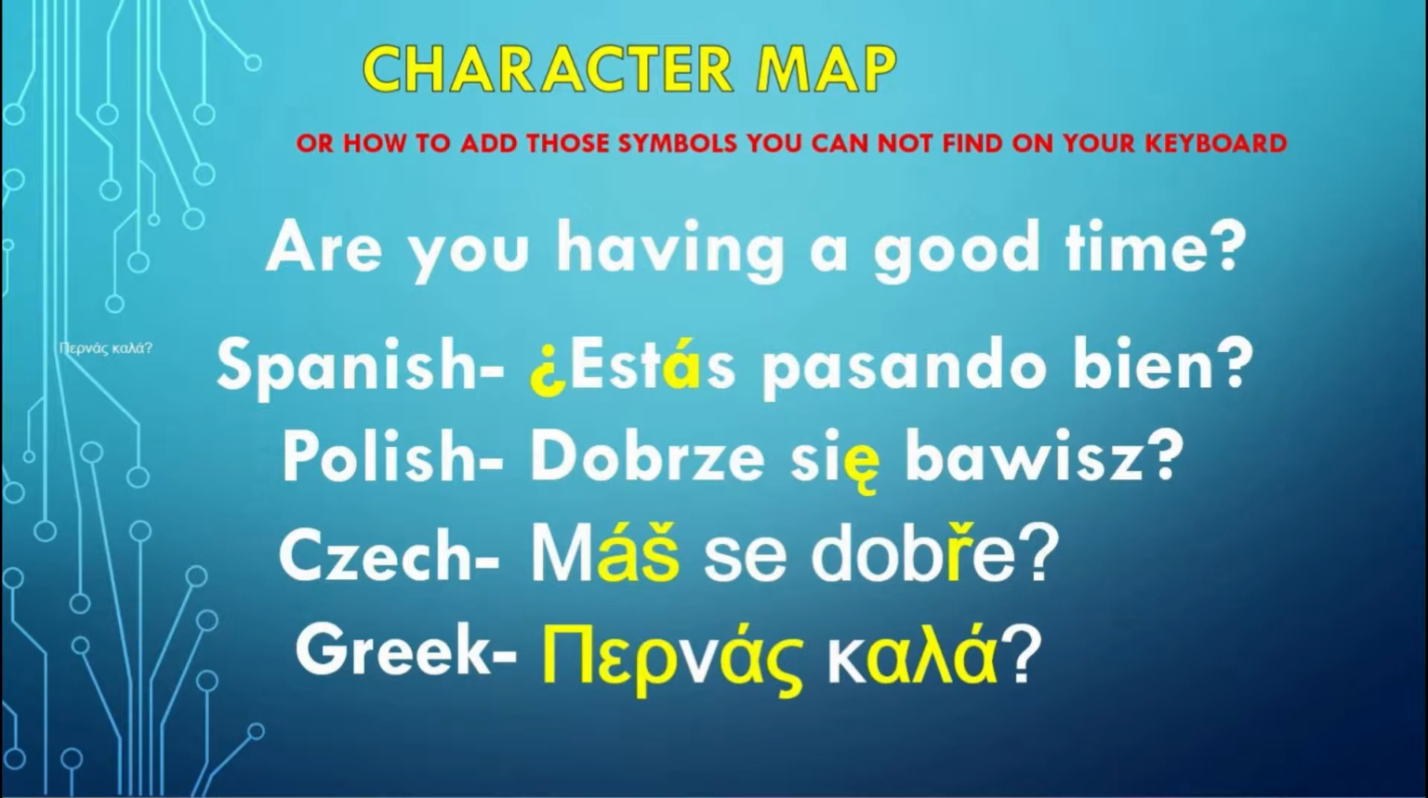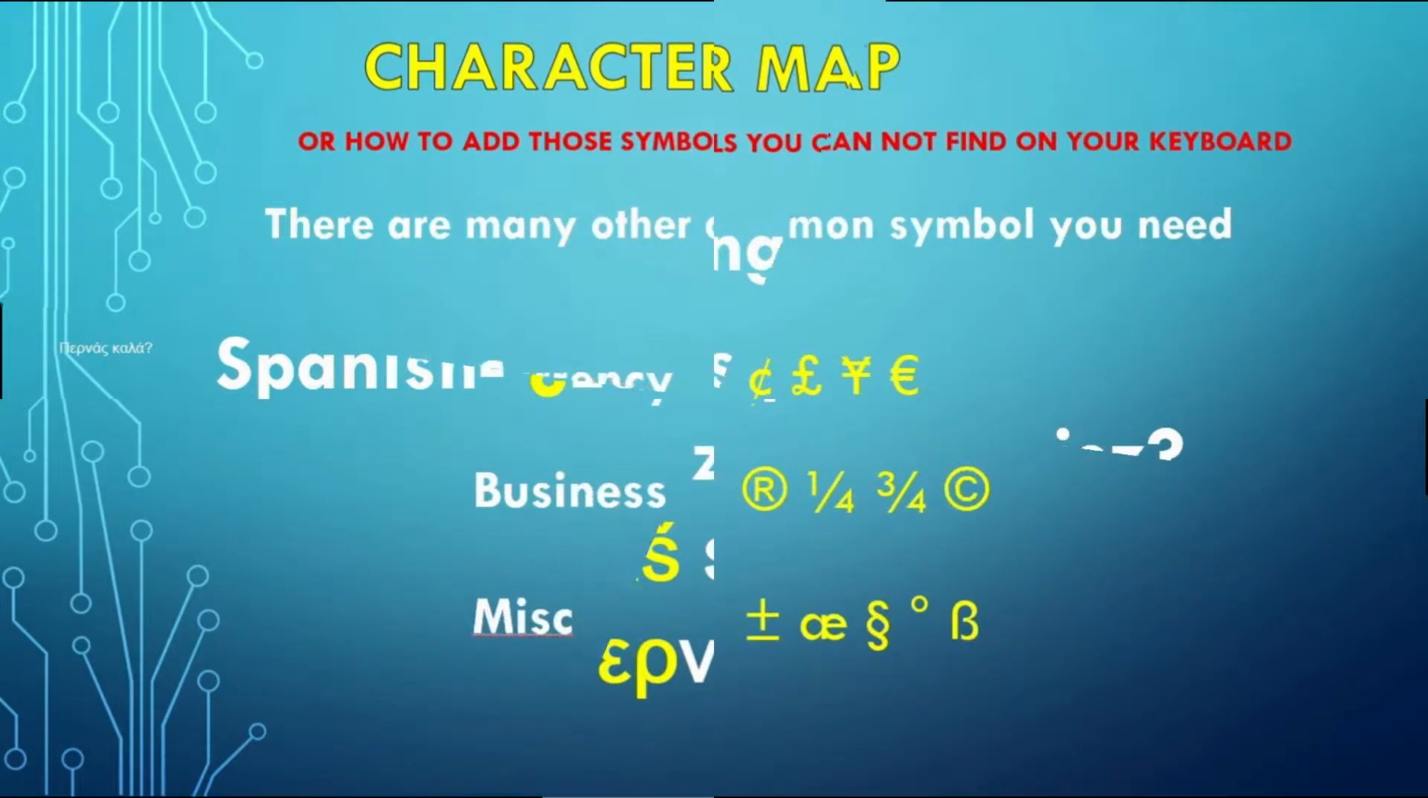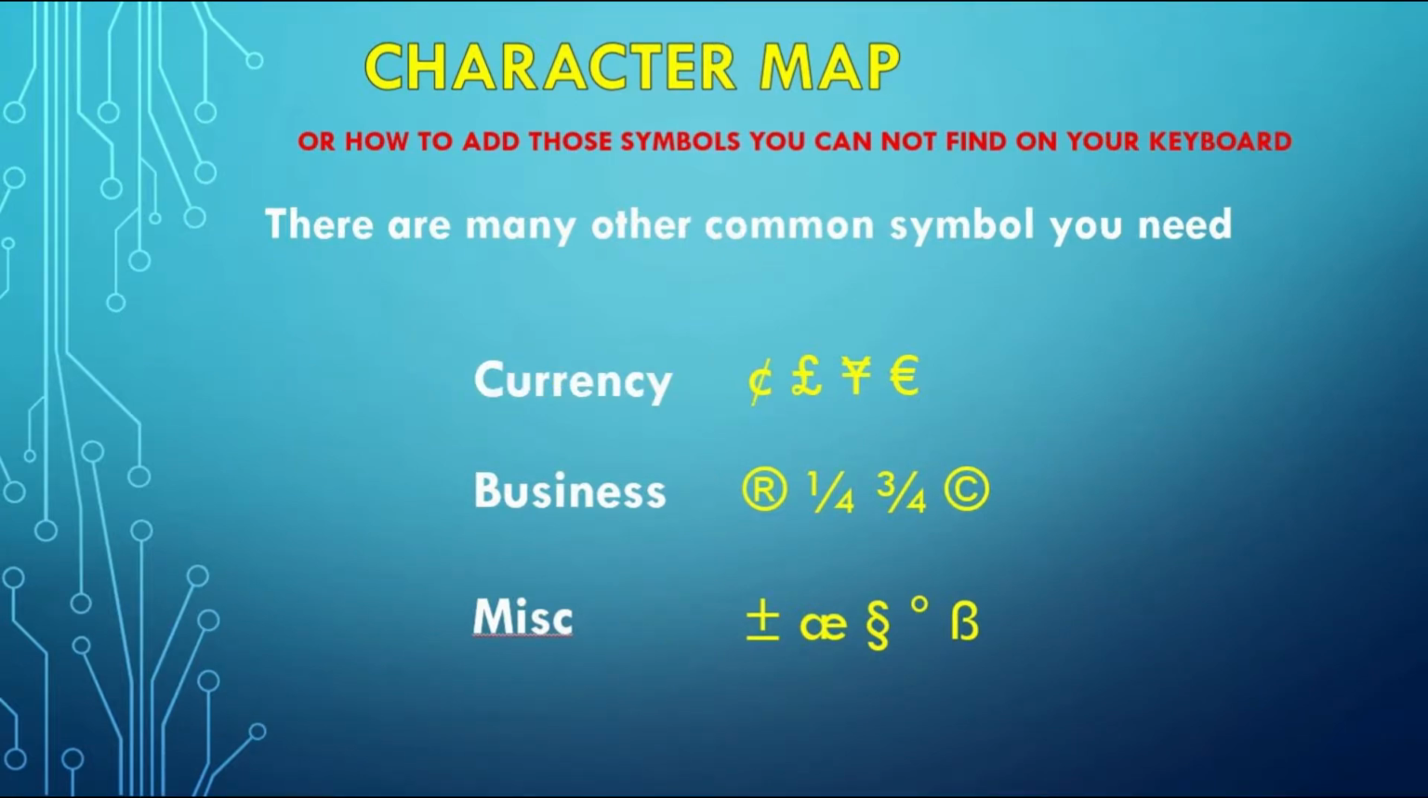Here's a simple saying in English: are you having a good time? If you translate it into Spanish, Polish, Czech, or Greek, you can see all the symbols and letters and accent marks that are really strange to us. There are also many symbols in business, currency, and miscellaneous that you cannot find on the keyboard.